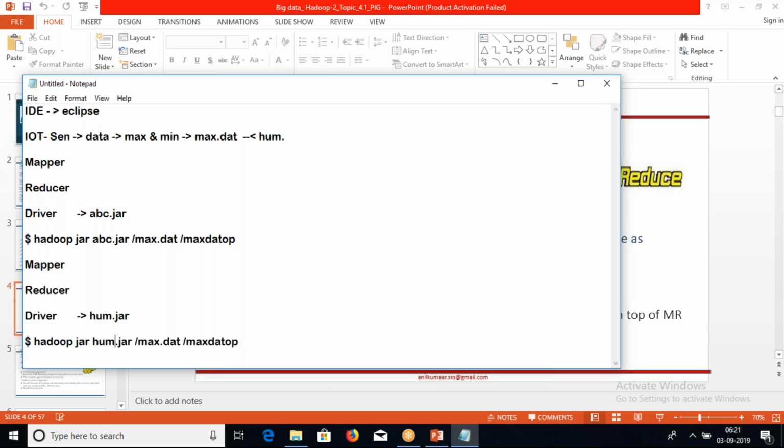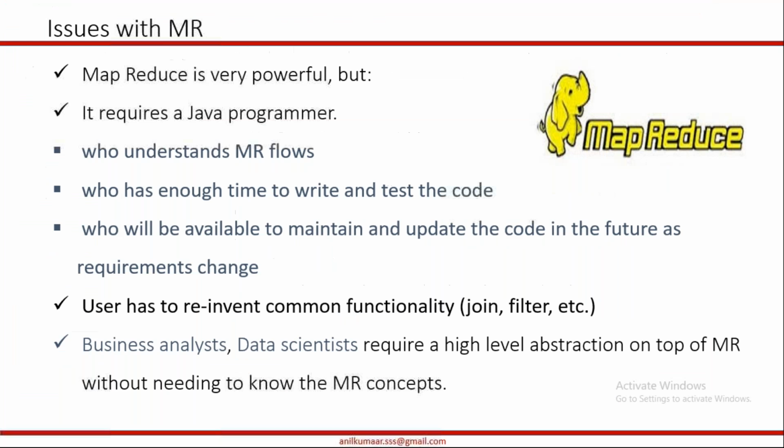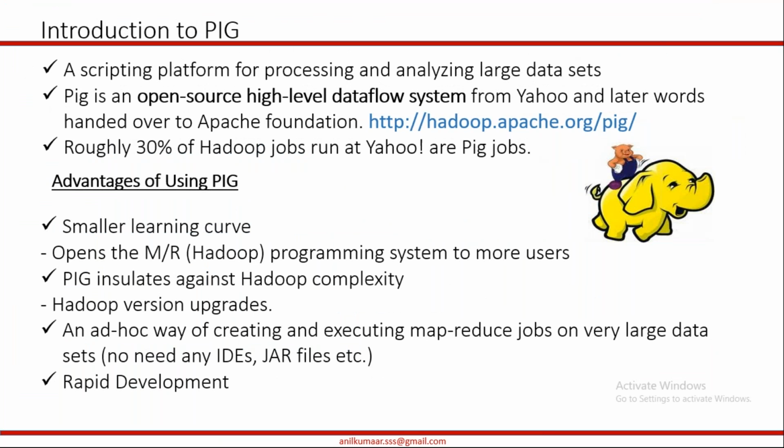This is a really cumbersome process for the guys who came from data science and all. Got it? So that's the main issue. By focusing on this, Yahoo implemented a tool called Apache Pig. This is purely a scripting platform where you're processing the data very easily.